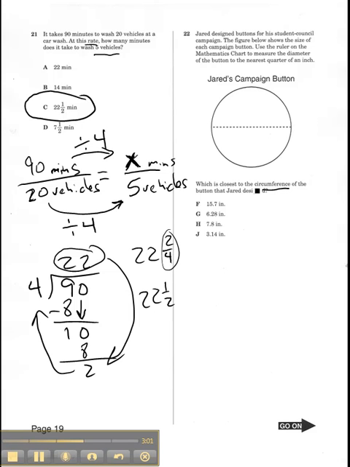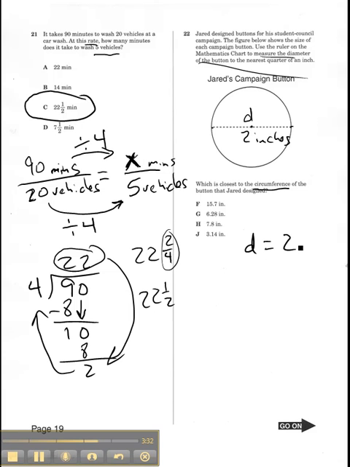We're trying to find the circumference of the button that Jared designed. So first we're going to follow their directions and measure the diameter to the nearest 1/4 of an inch, and that would be this dotted line. That dotted line is representing the diameter, the largest chord in the circle that goes from one point on the circle to another point and passes through the center. If you measure that with your math chart to the nearest 1/4 of an inch, you get 2 inches.